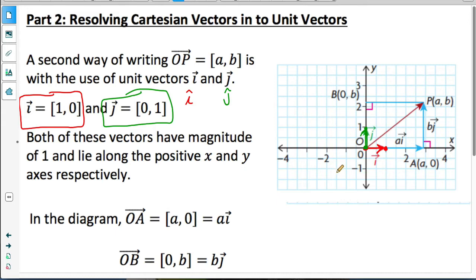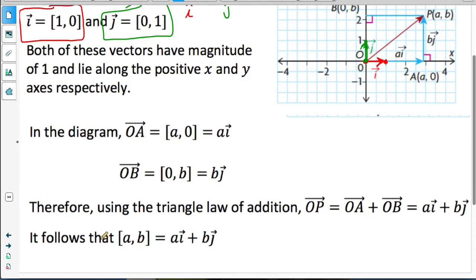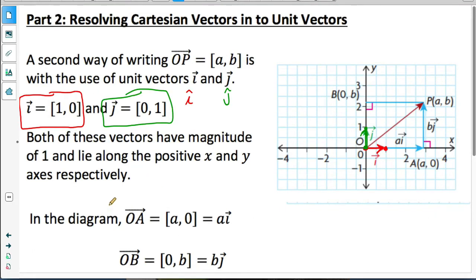And why I'm telling you about those unit vectors is because we have a horizontal and a vertical vector, and we know that we can resolve any vector into horizontal and vertical components. We learned about that in the last unit. So the rest of this is just explaining to you that we could define any vector as a sum of multiples of unit vectors i and j.